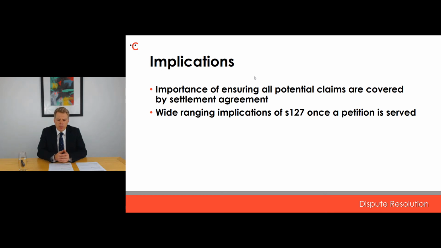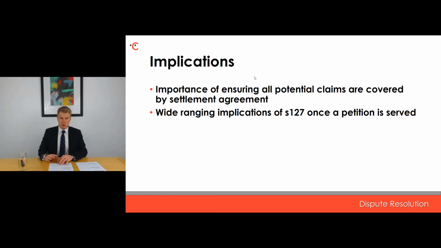firstly, the claim against the director was allowed to continue because there wasn't a waiver of claims against him as a director, as opposed to a waiver of claims against him as an employee. So whenever documenting a settlement, it's very important that you cover all of the claims that you intend to.